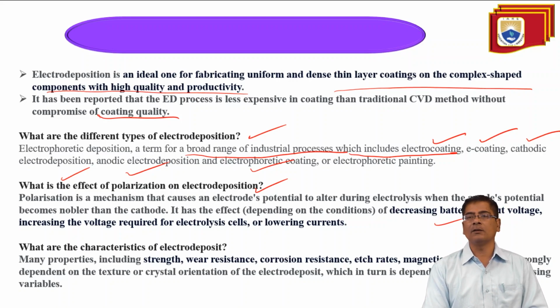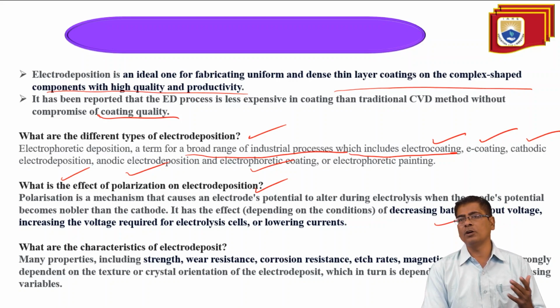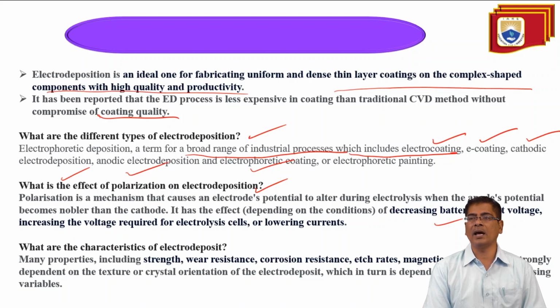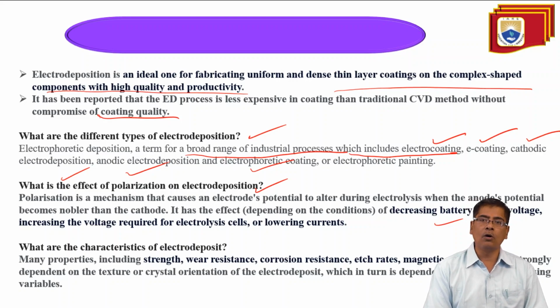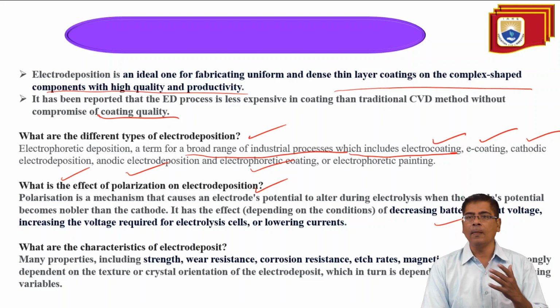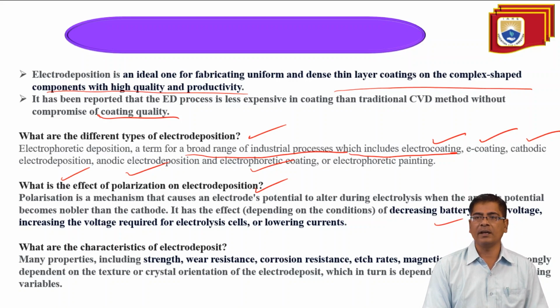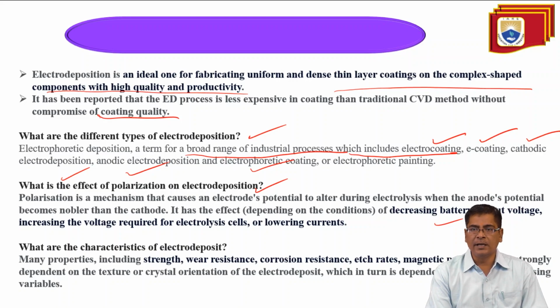Polarization is a mechanism that causes an electrode's potential to alter during electrolysis when the anode potential becomes nobler than the cathode. It has the effect of decreasing battery output voltage, increasing the voltage required for electrolysis cells, or lowering currents, right?